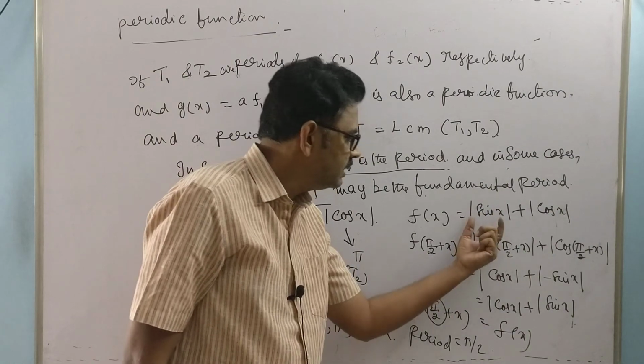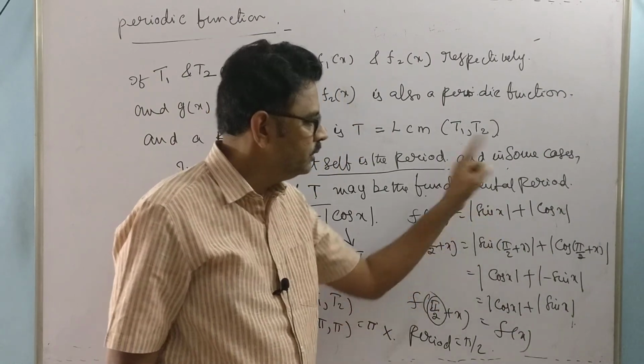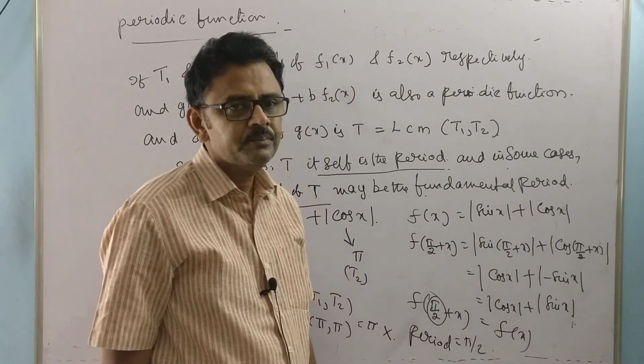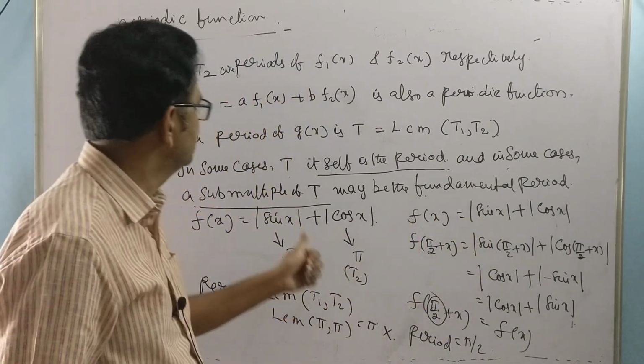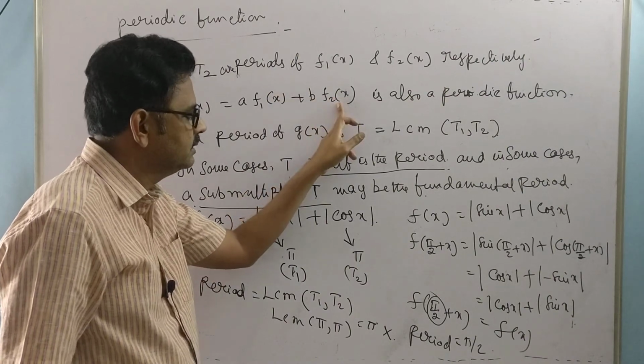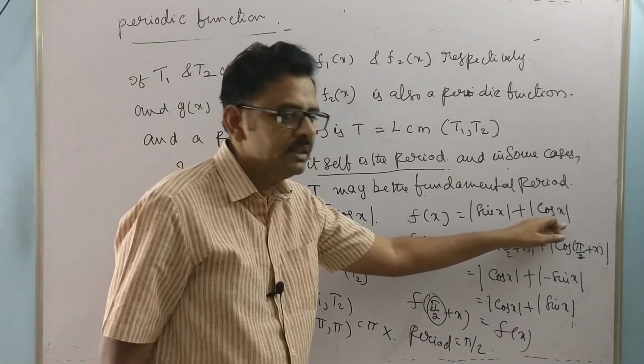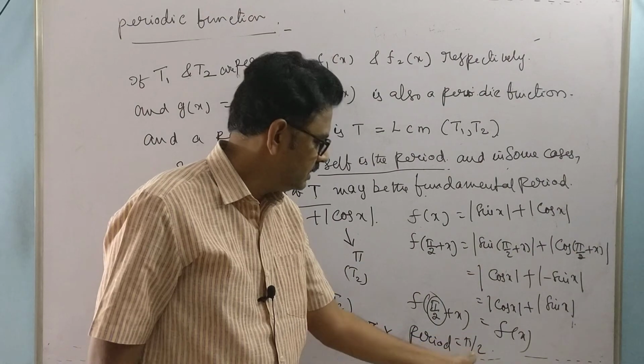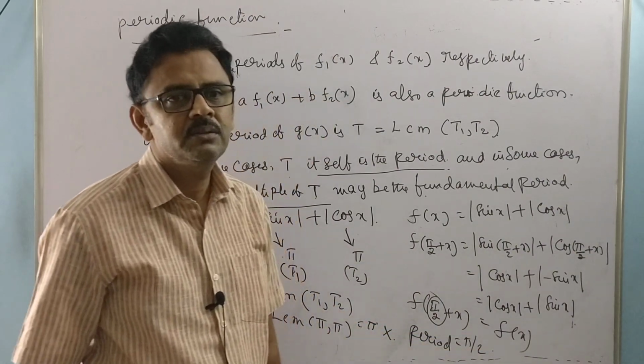If it is only mod sin x, the period is pi. If it is only mod cos x, the period is pi. Now the given question: here this is f1 of x and f2 of x, one function and another function, and there is a sum. So pi by 2 is the period. Okay, thank you.